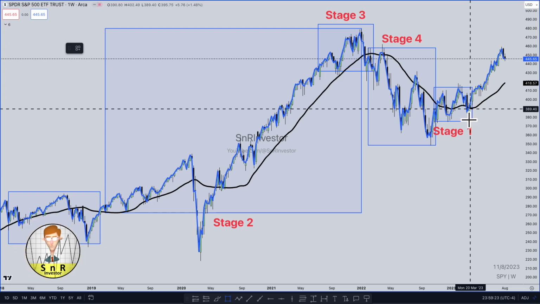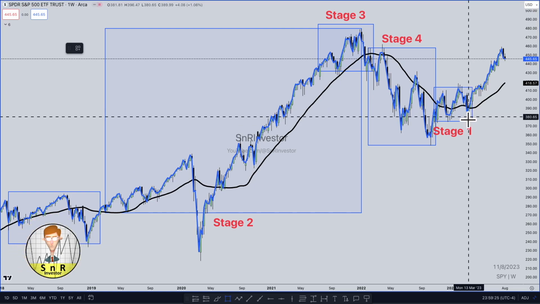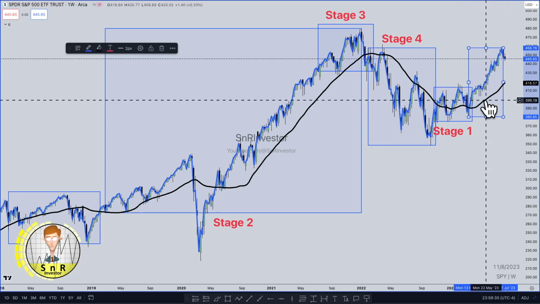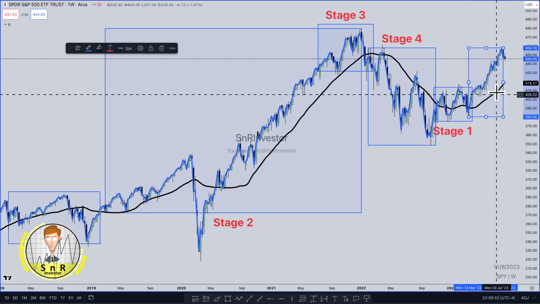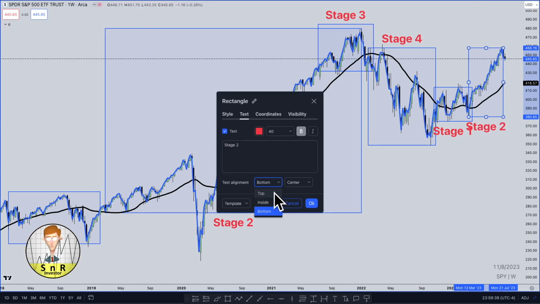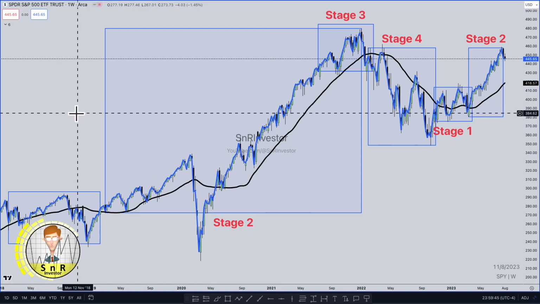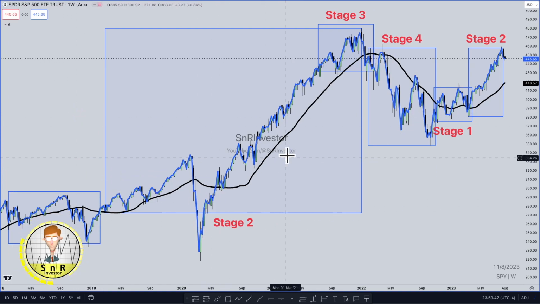And lastly, up to today, we are in stage 2. As you can see, the 30-week moving average is also sloping upwards as well. So overall, you can see that the S&P 500 has been moving on an uptrend.